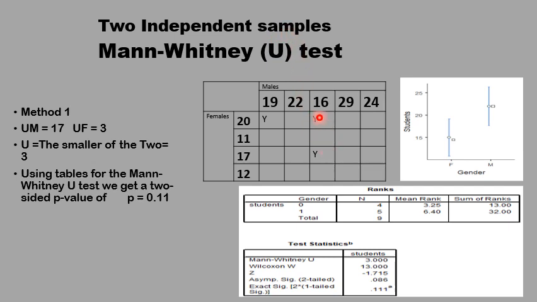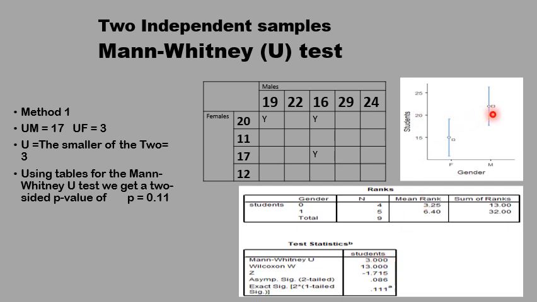The females scored more in 3 out of the 20, and the males scored more in the 17. We take the smaller of the two numbers, and that would be the Mann Whitney U, and this is the result here from the computer software. The U is just 3, and we check for the significance of that figure, if the difference is significant or not.